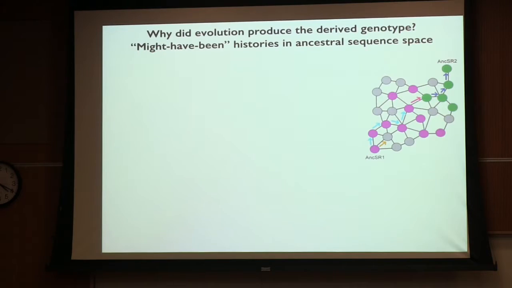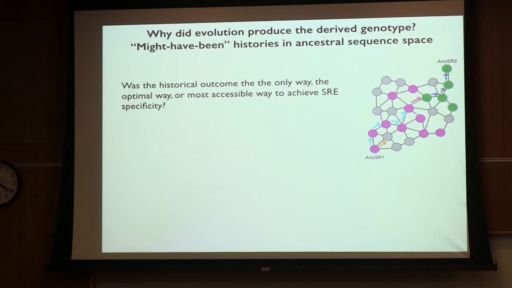All right, last chapter that I want to tell you about is Tyler Starr's work. It's not yet published, on why did evolution produce the derived genotype at the recognition helix and the permissive mutations. To answer this question about why, we have to compare what did happen to other possible histories that could have happened. So was the historical outcome the only way?